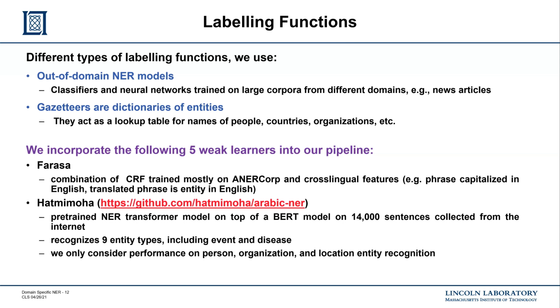And perhaps it also uses cross-lingual features, where if the phrase translates into English as a name, then you label it. So that's that one. Then Hatmi Moha is another one. That's basically a fine-tuned BERT model. They fine-tuned it on 14,000 sentences collected from the internet. It recognizes more entity types than we're interested in. It has 9 entity types, including events and disease and some other stuff, so we only consider performance on the 3 standard types: person, organization, and location.